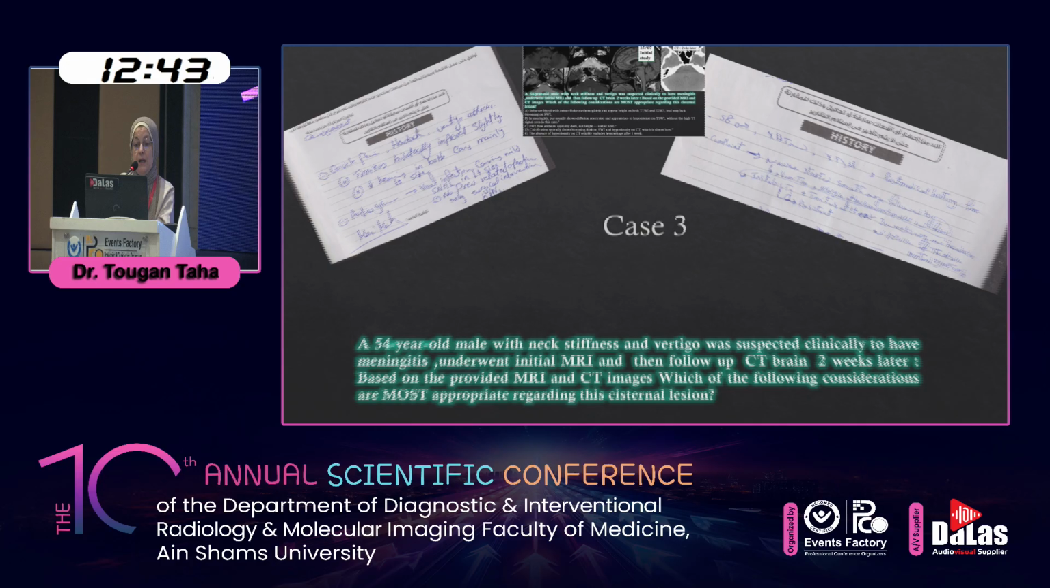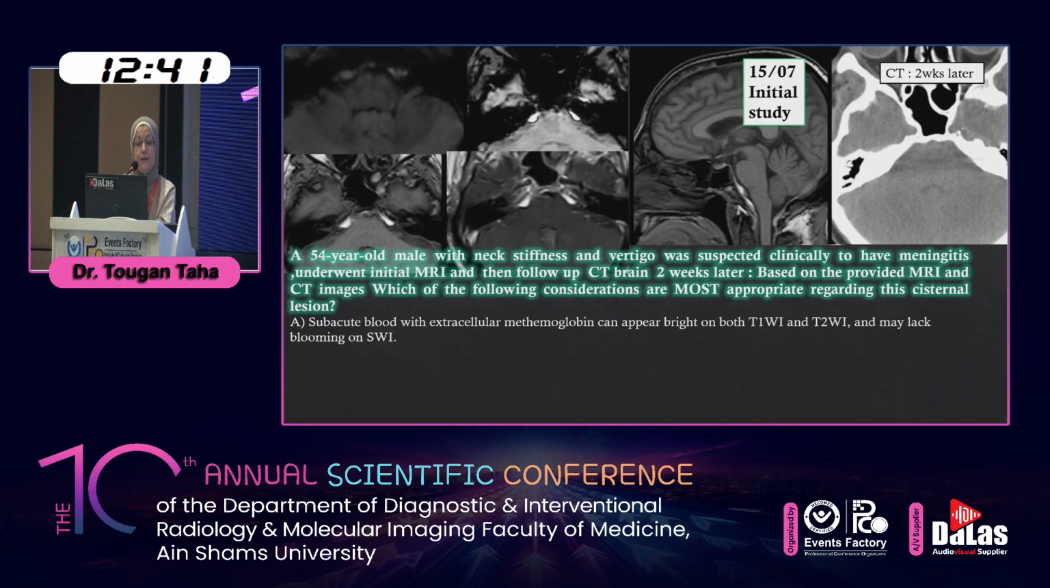My next case is a 54-year-old male patient with neck stiffness and vertigo, who was suspected clinically to have meningitis, and underwent initial MRI and then follow-up CT brain 2 weeks later. Based on the provided MRI and CT images, which of the following considerations are most appropriate regarding this cisternal lesion?